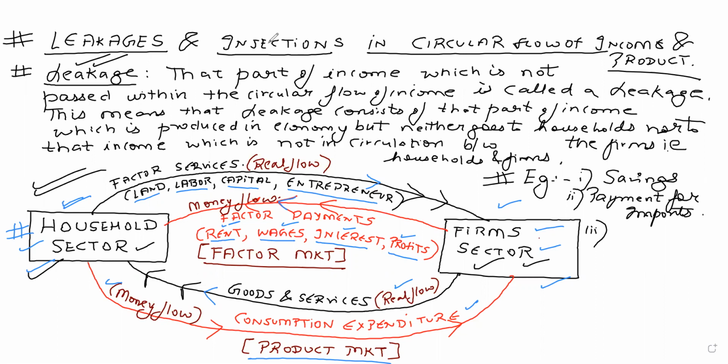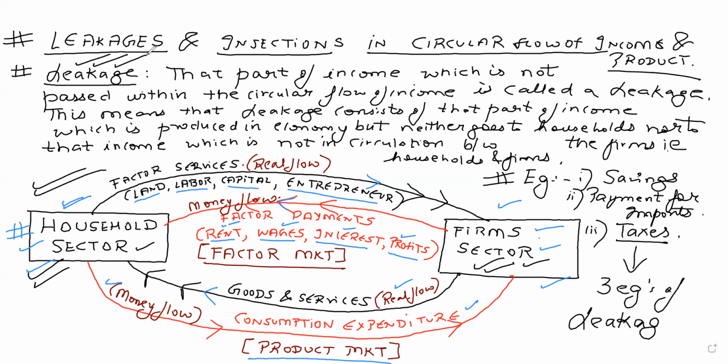So when we pay taxes to the government, whatever income we earn, that part of income, the amount by which we pay taxes, is not getting circulated between the households and firms. Since the taxes which the households or the firms are paying to the government are not getting circulated between them, it is a leakage. So these are the three examples of leakage.